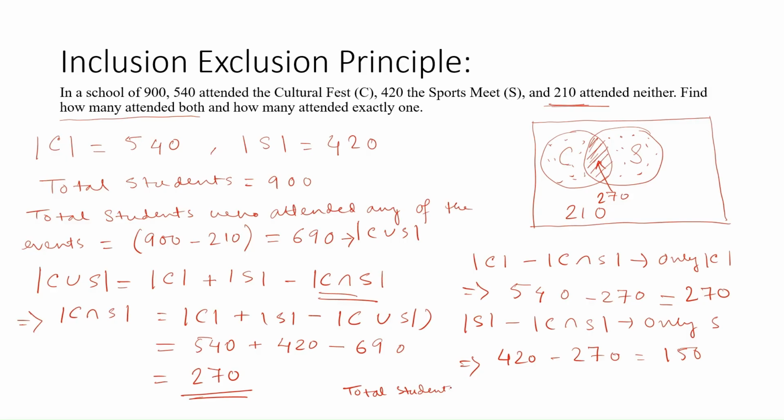So total number of students who attended exactly one event is equal to the sum of these two, 270 plus 150, that is equal to 420. So total 420 students attended exactly one. So this is the way we have to solve this type of problem.